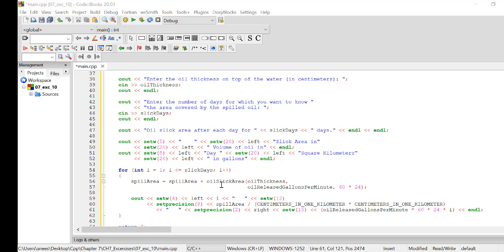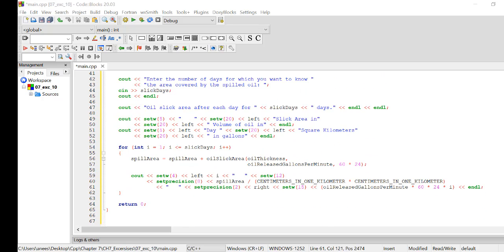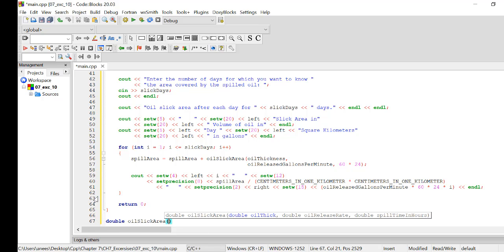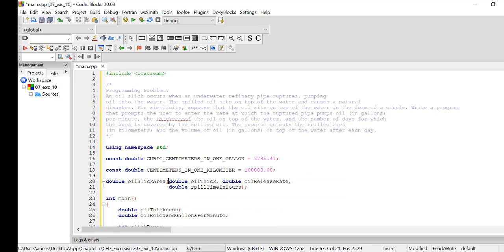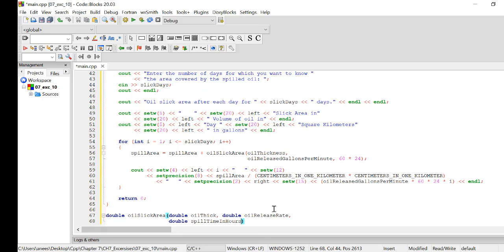Now that is pretty much the end of our int main function. Now we can get to defining the oil slick area function. So we need to come down here and write in double oil slick area. Now we can write in those parentheses and just copy and paste what's already up here.